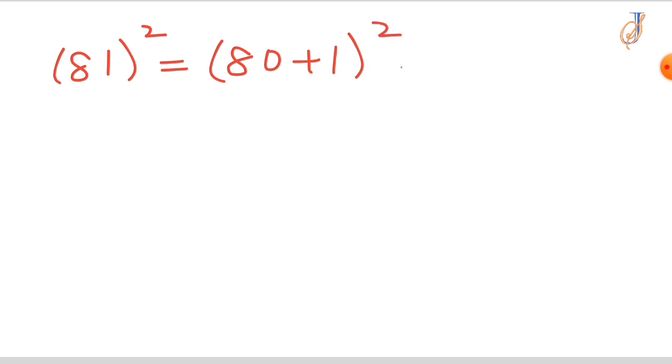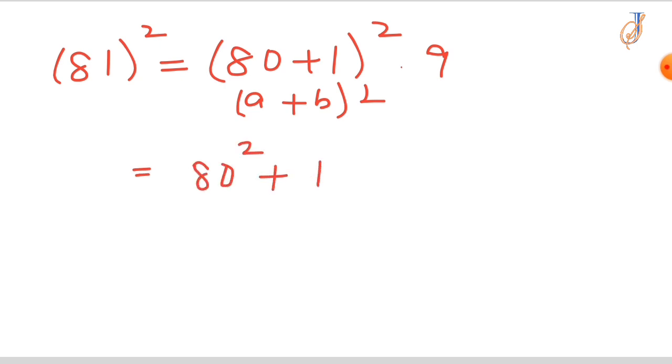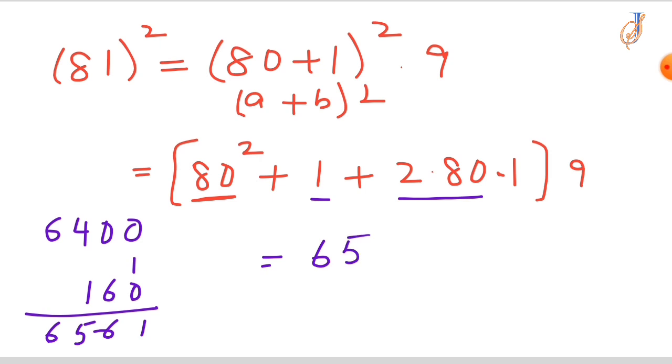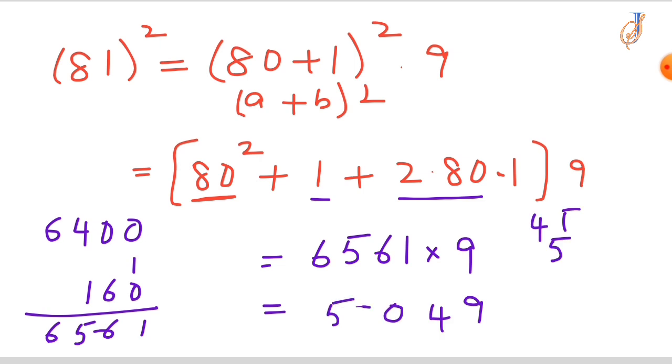So 81 whole square, we can write this as 80 plus 1 whole square times 9. So it is in the form of a plus b whole square. So what's the formula? a square, that means 80 square plus b square, which is 1 square, which is 1 only, then 2ab. So 2 times a is 80 and b is 1, times 9. So 80 power 2, the value is 6400, then add 1, then 2 times 80 which gives 160. If you add all, then you will get 6561 times 9. After multiplying with 9, you will get 59,049.